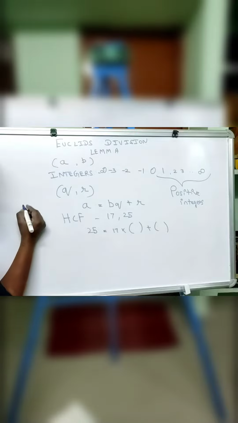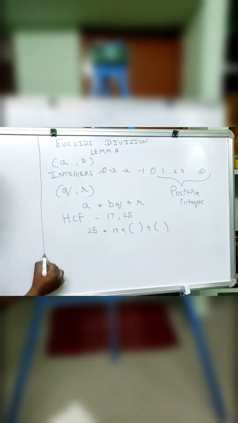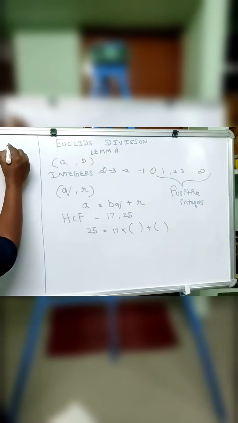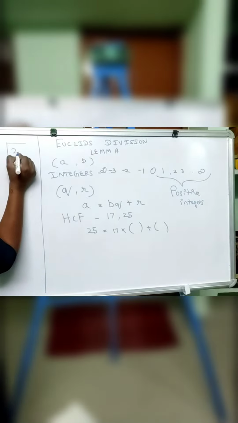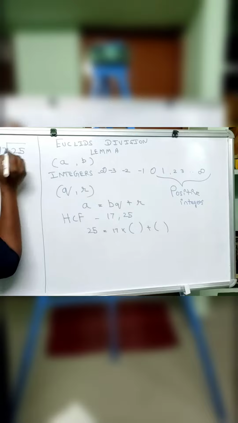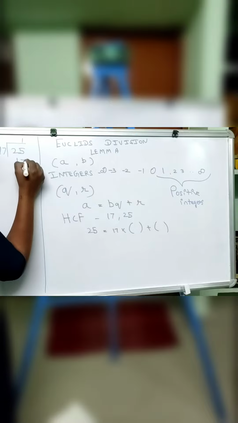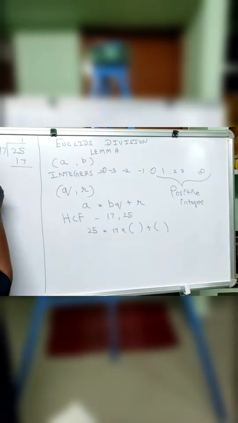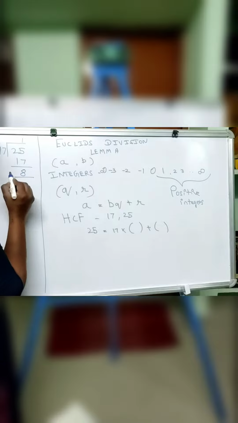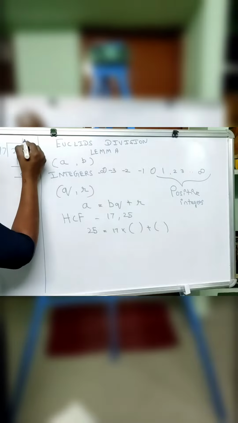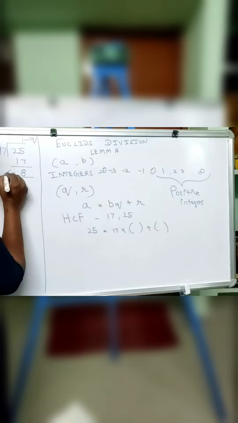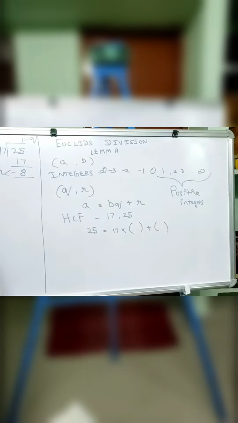We'll divide these two numbers. I am using this part as a rough column. So I am dividing 25 by 17. What will be my remainder? 8 is going to be my remainder. Note this is the quotient and this is the remainder.